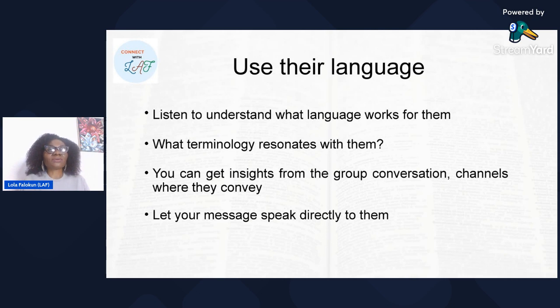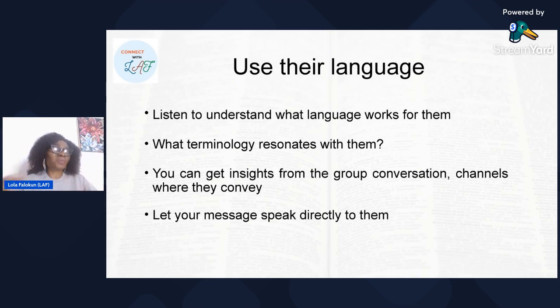So use their language. Use their language. Listen to understand what language works for them. What language works for them? Is it pidgin? Is it your native language? Is it English? Is it a simplified way of speaking without using those huge grammatical sentences and words?